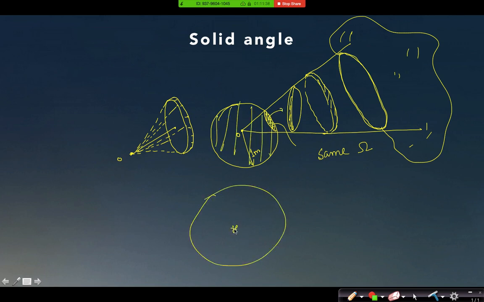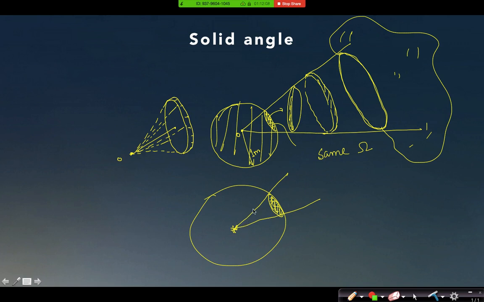Let us assume that there is a light source placed at the center of a sphere. If I ask you, with this much portion of area, what is the light energy that is coming, then what will you do? You have to find the solid angle subtended at the center by this surface.